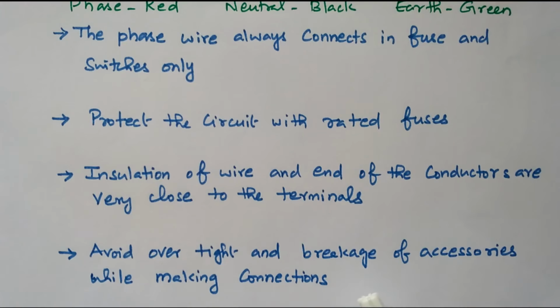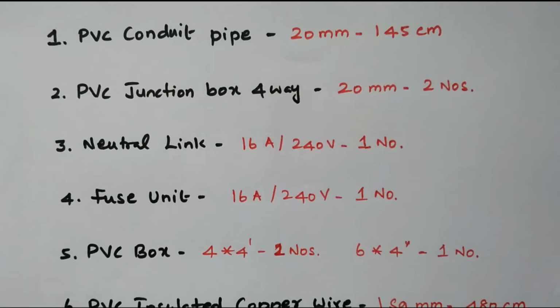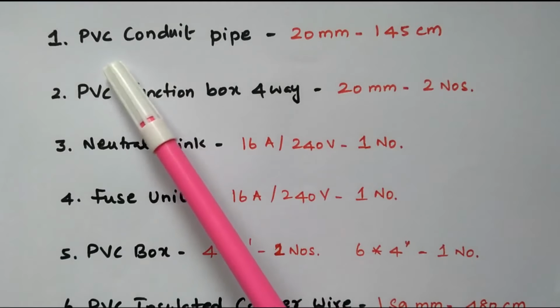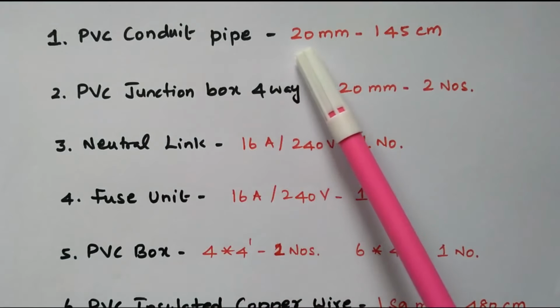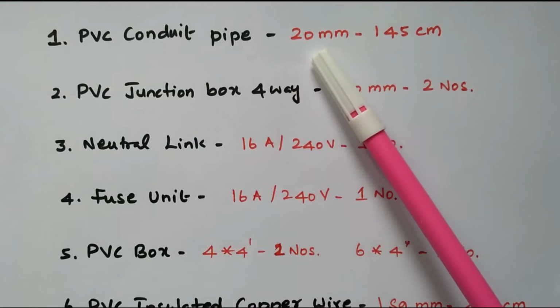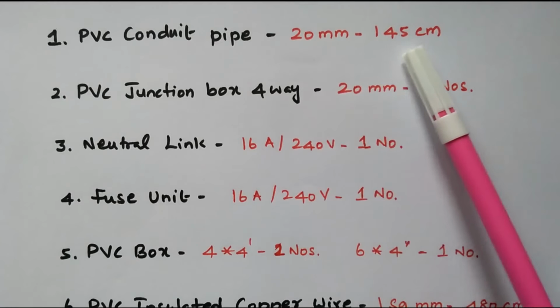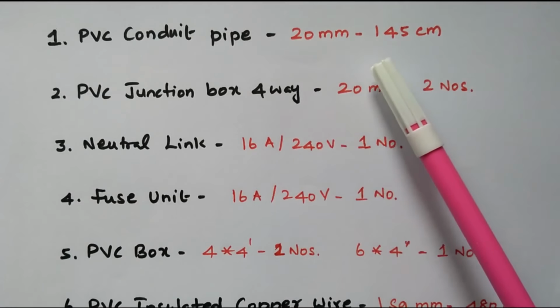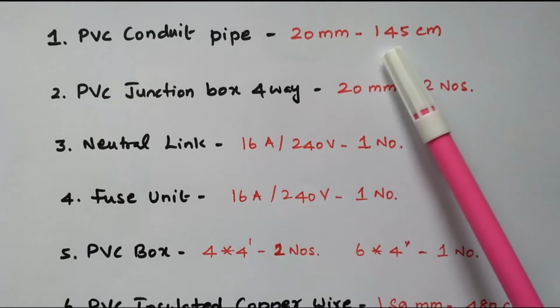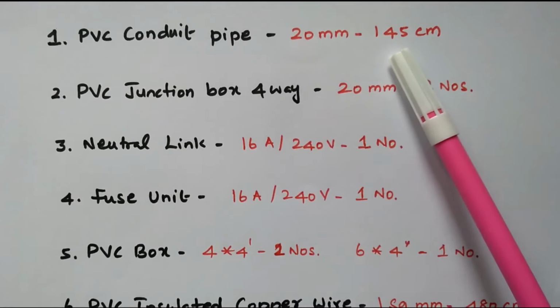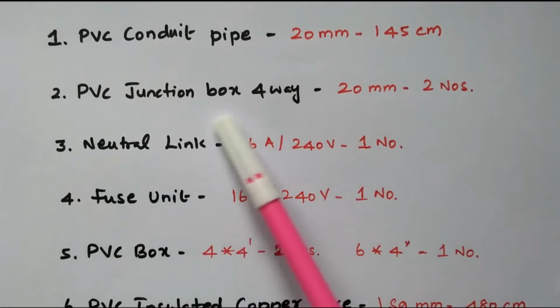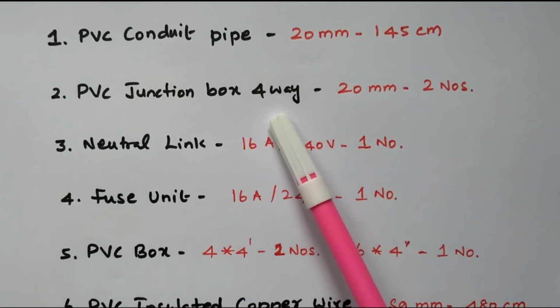Now we will see what equipment is needed for this wiring: one lamp, one calling bell and one plug point. First we need a PVC conduit pipe of 20 millimeter diameter, because we have only 3 pieces of equipment: lamp, calling bell and plug point. So this 20 mm is enough. 145 centimeters is required, based on the dimensions given in the diagram.